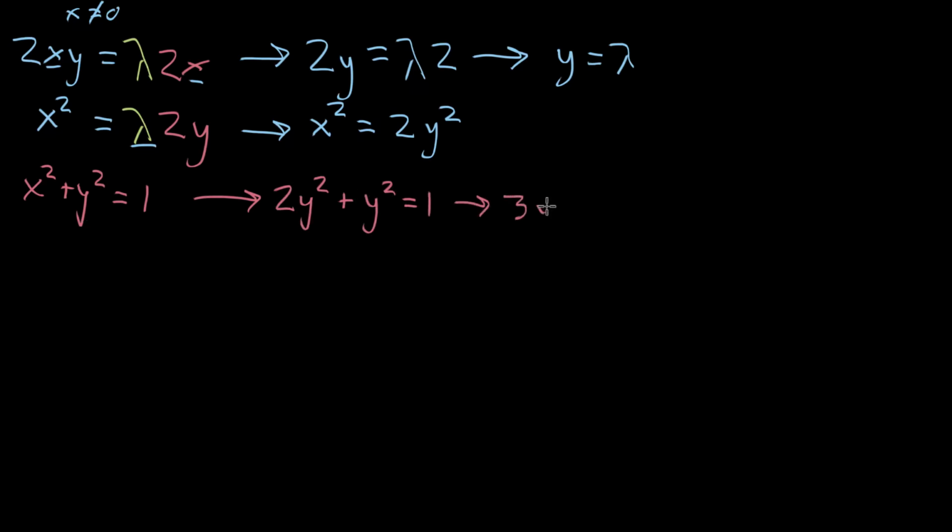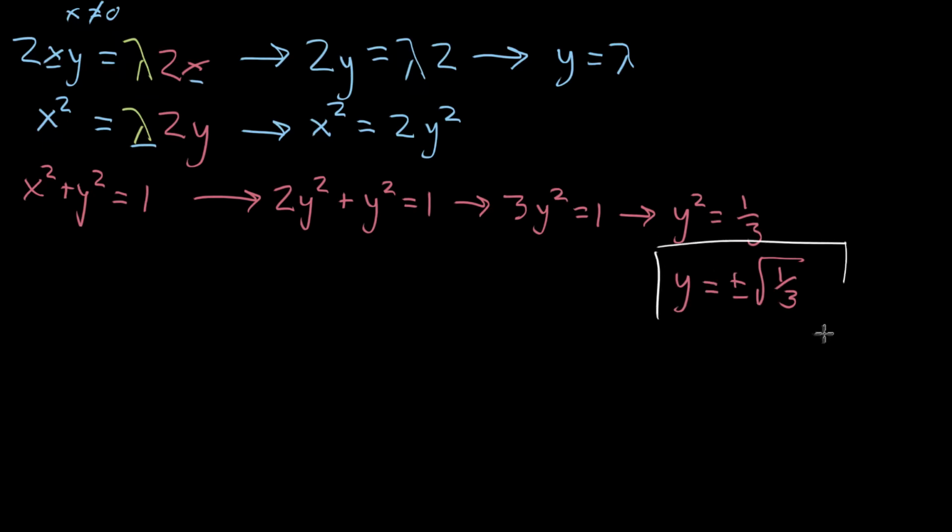And then from there, it simplifies to 3 times y squared equals 1, which in turn means y squared is equal to 1/3. And so y is equal to plus or minus the square root of 1/3. Great. So this gives us y, and I'll go ahead and put a box around that. We have found what y must be.